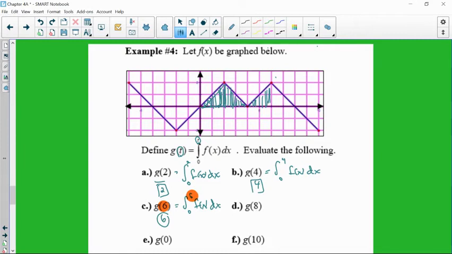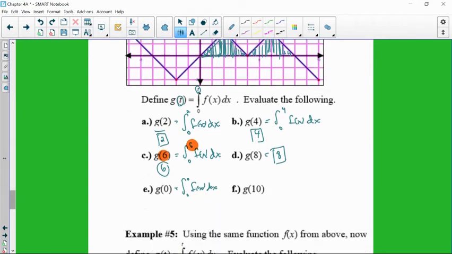And then how about 8? Again, we're accumulating all the way to here, so we're adding 2 more units, so that gives a total of 8. Now, g of 0, this tells us start at 0 and end at 0, and how much area is under the curve. Well, if you don't go anywhere, that means your area is 0. So then I have no accumulated area.